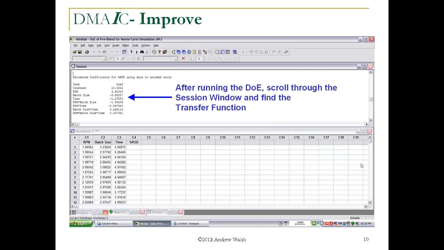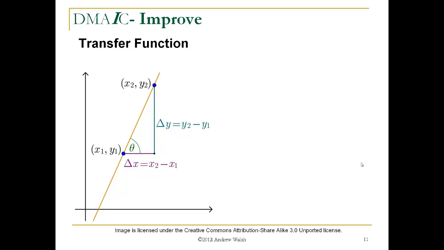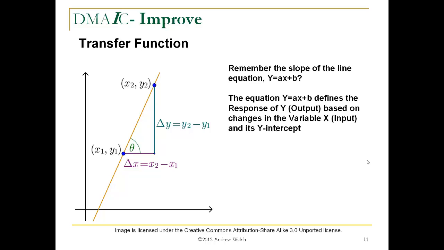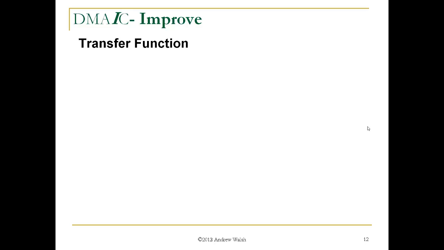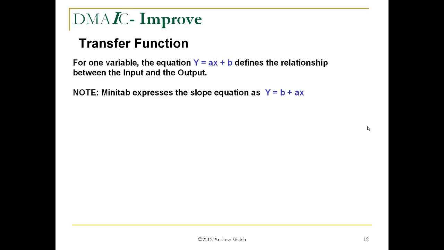Now, after we're done with that, we run the DOE, scroll through the session window and find the transfer function. What's the transfer function, you say? Well, remember the slope of the line equation, y equals ax plus b. The equation y equals ax plus b defines the response of y based on changes in the variable x input and its y-intercept. As we saw before, Minitab changes this to be y equals b plus ax instead of y equals ax plus b.